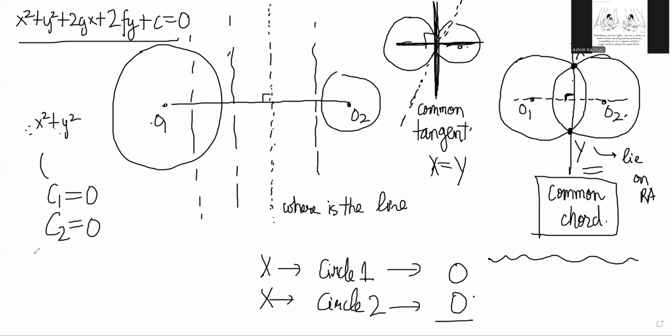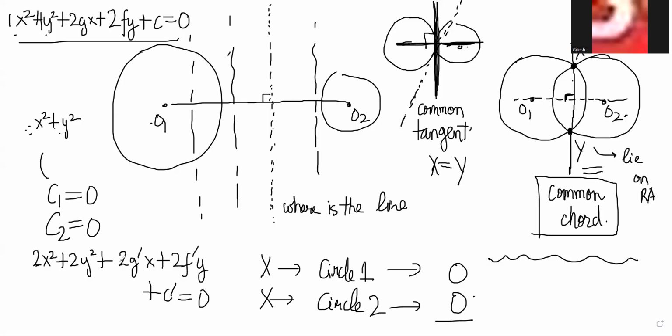The other circle equation also you should make X and Y coefficients as 1 and 1. For example, circle equation could also have been given like this, right? This is also a circle equation. So you should divide by 2 everywhere to make it x square plus y square. Do you understand what I'm saying right now?